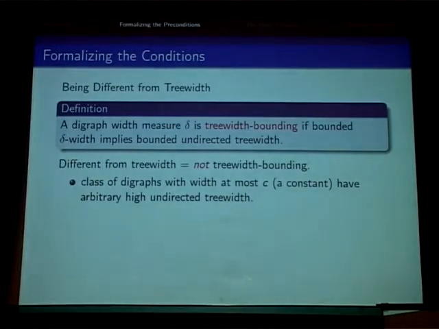Right. So our second condition was being different from tree width, and for this, let's try to define what we mean by tree width bounding. We say that a width measure is tree width bounding if bounded directed width implies bounded undirected tree width. So if you have a digraph and this width measure delta, if the delta width of a digraph is bounded, look at the underlying undirected graph, that's going to have bounded tree width. So the definition of being different from tree width is that we don't want the width measure to be tree width bounding, which means that there is a class of digraphs of constant width whose undirected counterparts would have arbitrarily high tree width.